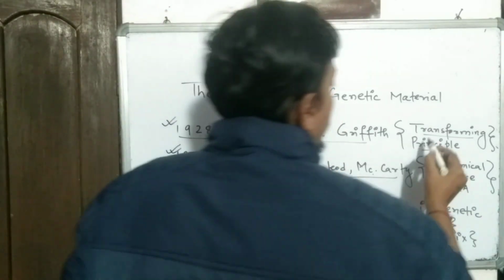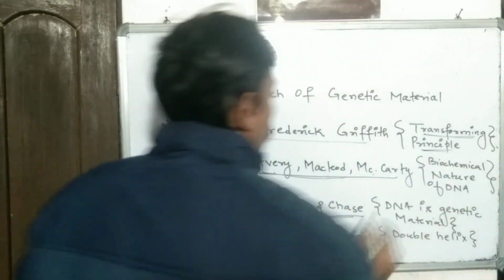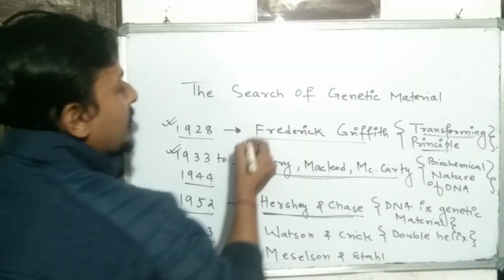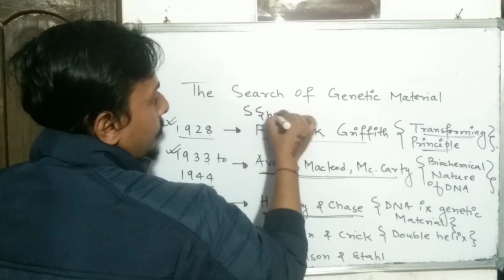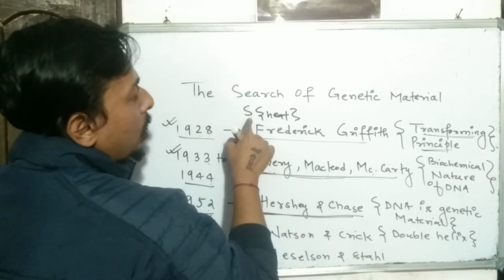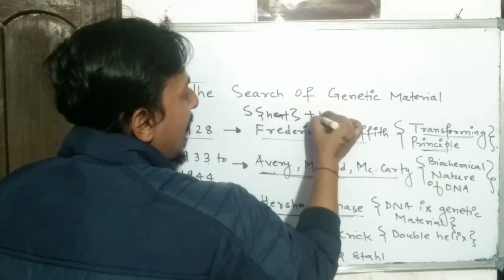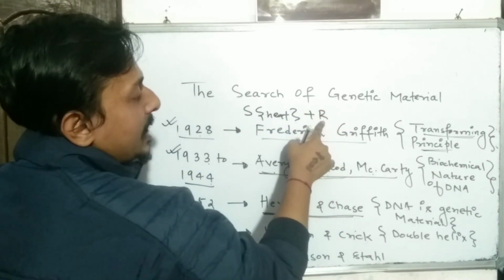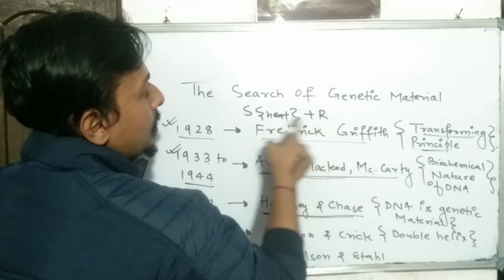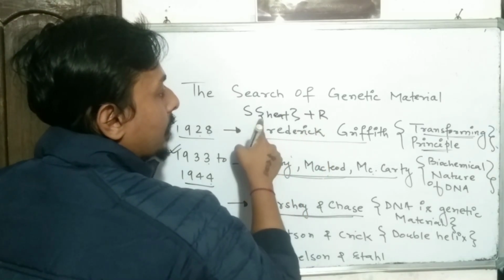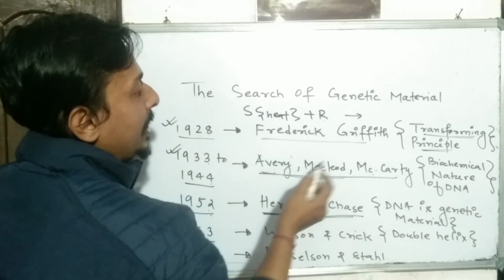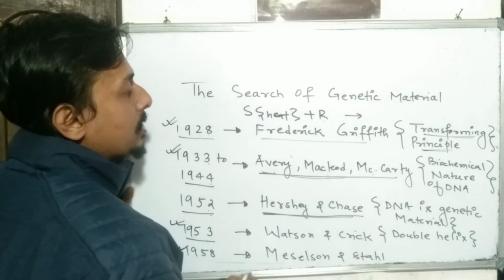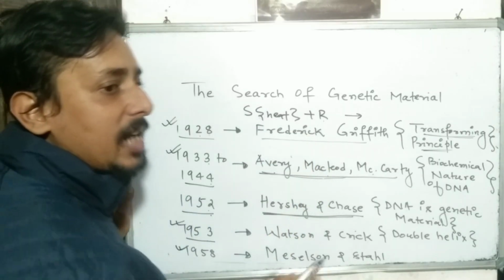It is called the principle of transformation. The S, which is heat killed, so it cannot cause the disease, is mixed with the R. R is already not causing any disease, it won't kill the mice. Now when both are together, they kill the mice. How does this happen? R itself does not kill, heat killed S also does not kill the mice. But when both are together, the mice dies.